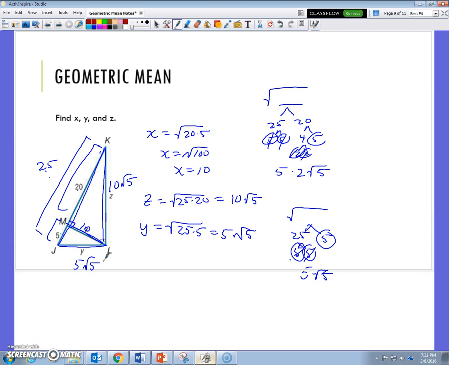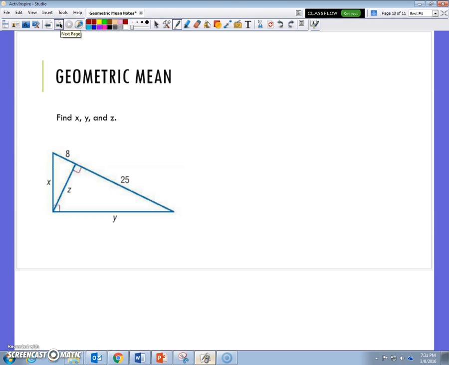Okay. There's two more examples here that I'd like to do. Get them recorded here. This one's a little different, and you might actually have to set up some ratios for this, or you might have to do some problem solving. However you want to do it is fine.